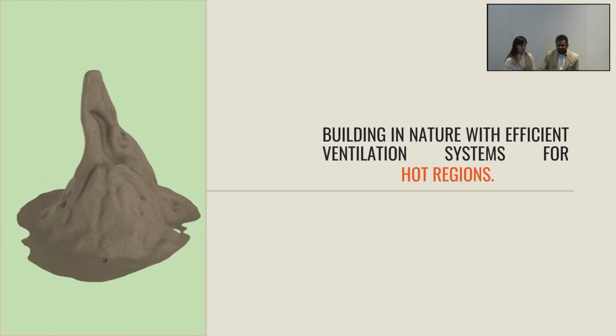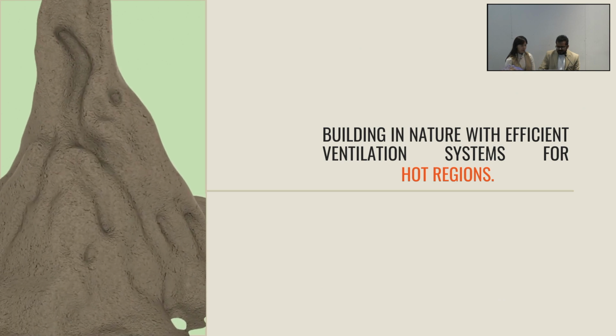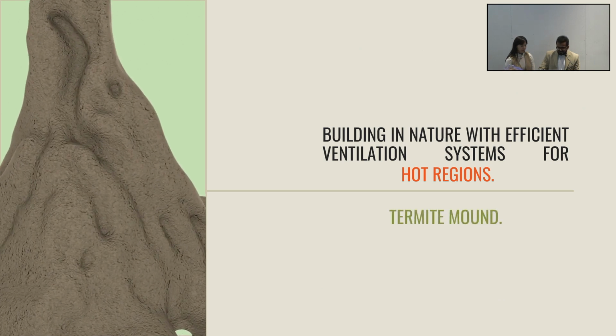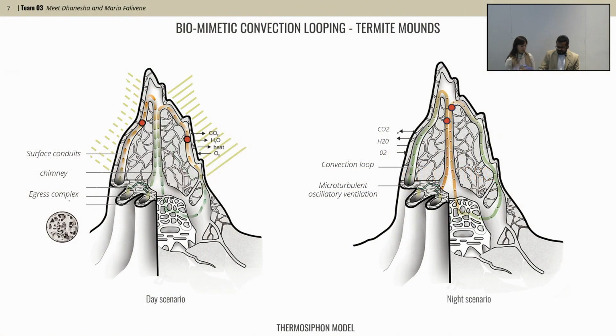To adapt passive ventilation from nature, the best precedent in nature, the termite mound, was studied, as they efficiently regulate the internal temperature of the mound. The termite mound follows the principles of a convection loop, absorbing the heat from the environment to regulate the temperature inside the mound.